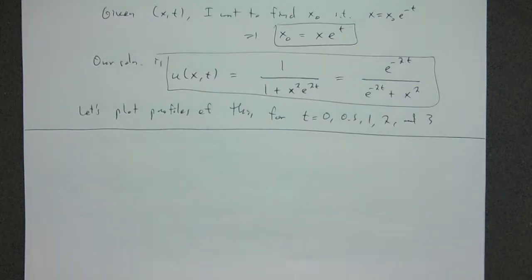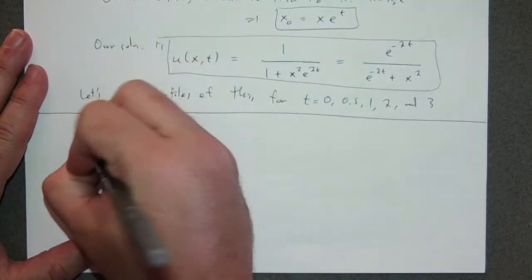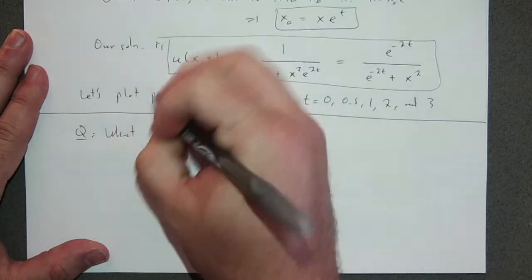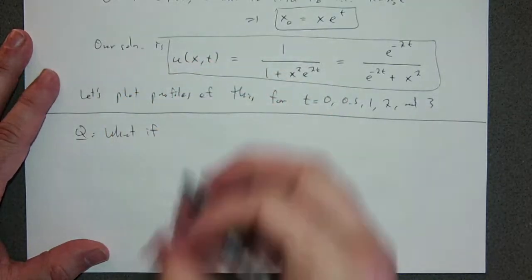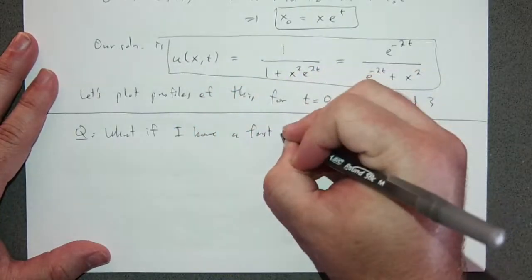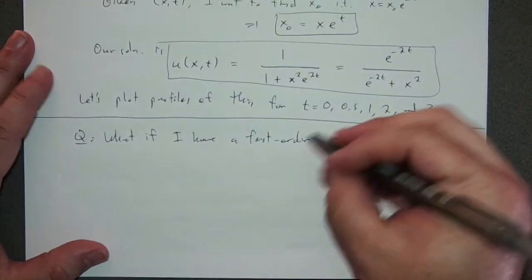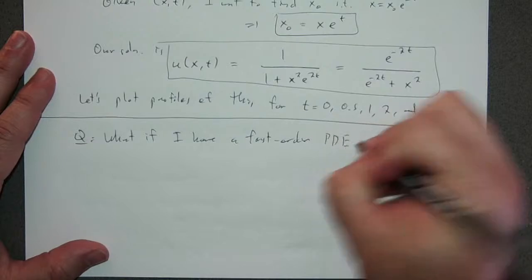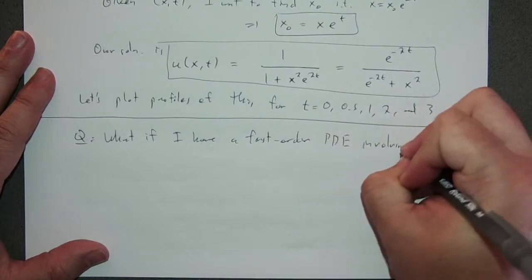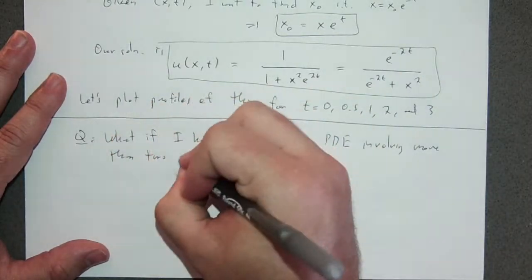examples having more than two independent variables. In fact, at least one of your homework problems involves this. So it's probably nice that you see an example like this. So here's a quick question. What if I have a first order, and for now we'll say linear, but we can do this regardless of whether it's linear or not, first order PDE involving more than two independent variables?